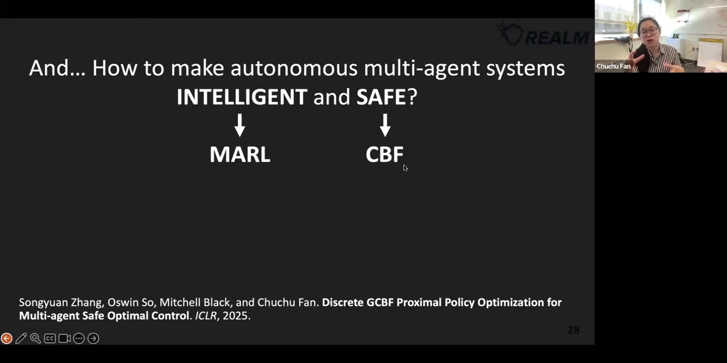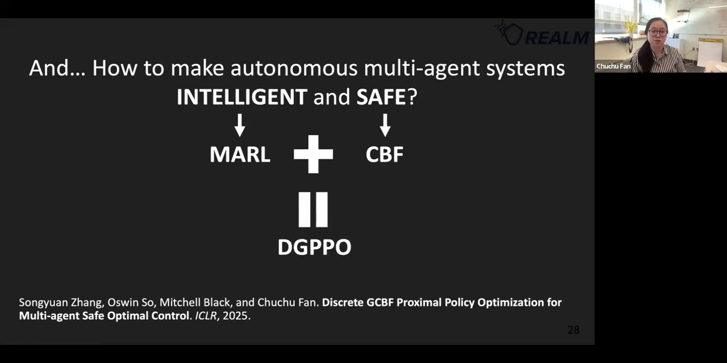But again, you still need to write down your own CBF, or the CBF may not really work well, in the sense that it can give you a very poor filter that filters out everything that reinforcement learning says. We want to have a very elegant way to blend these two together, and that is the thing I want to use around 10 minutes to quickly talk about, called DGPPO. It's called Discrete GCBF PPO for multi-agent safe optimal control. And this work, as I said, was presented just a few days ago at the ICLR conference this year.